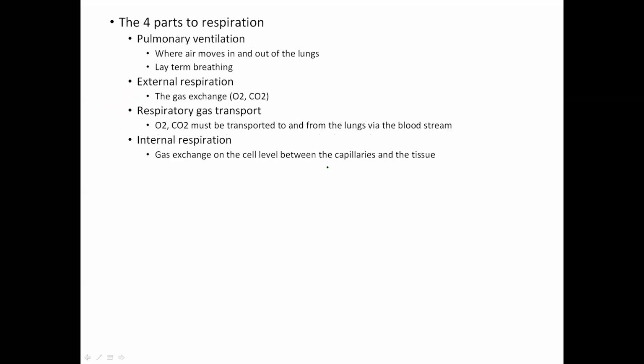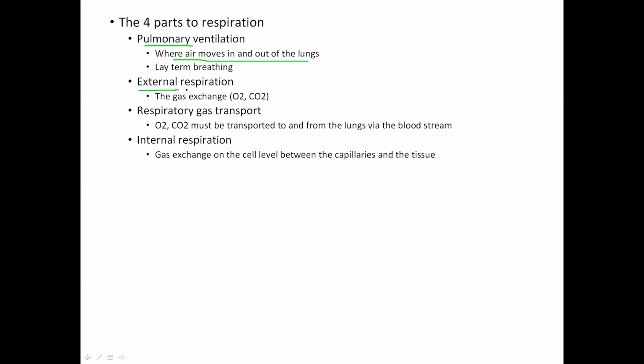Okay, we have 4 parts to breathing, 4 parts to respiration. You have the pulmonary part, where air moves in and out of the lungs. This is what everyone refers to simply as breathing. Like, is the person breathing? Are they just simply moving air in and out of the lungs? You can even feel the breath if you get close enough. Some people will even take a little mirror, like a 2-inch by 2-inch mirror, put it over the nose and mouth to see if the mirror will fog up. That would be your so-called pulmonary ventilation.